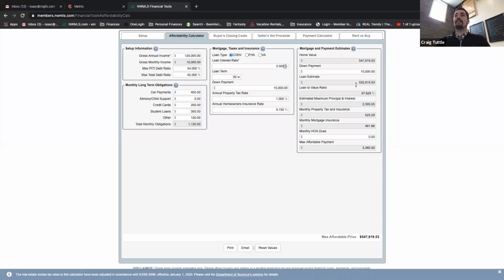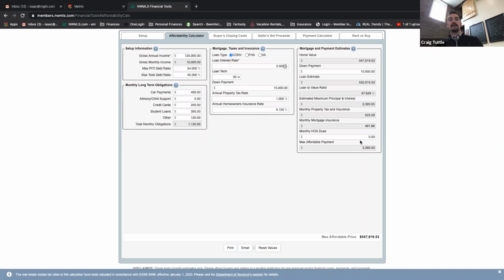Anyway, so I just increased that, and it's saying again, so what they can afford, the home value, down payment, loan estimate, loan to value. This is their principal and interest payment, property taxes, and that's all an estimate. Then you can add HOA and it would bring everything down. So essentially what this does is it says with your current gross income, with your current debt, this is roughly what you can afford. Now, things change.